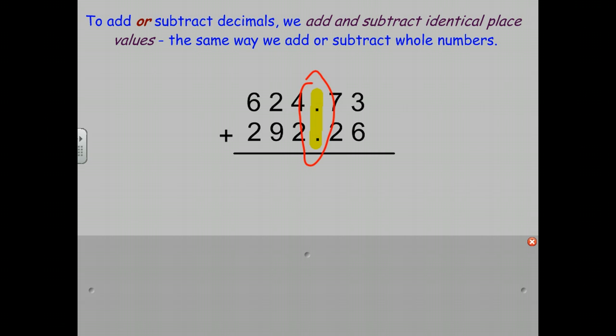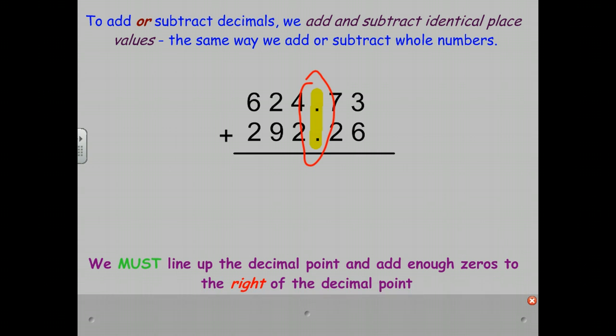So the decimal point is going to be the marker that we look for to make sure that we've lined up the place values. That is, we must line up the decimal point and add enough zeros to the right. Now let's take a look at an example of that specifically, and then I'll send you off to look at it before.